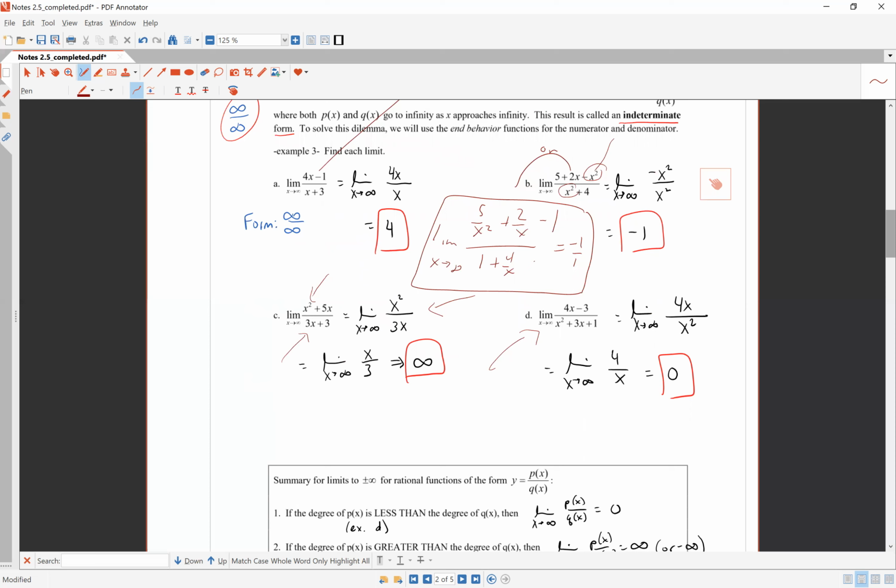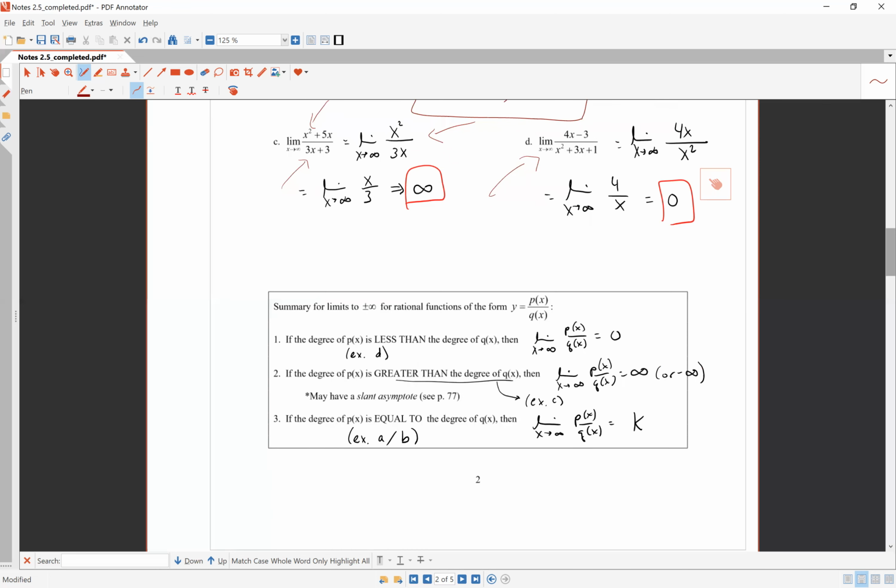When the numerator grows much faster than the denominator, they're both going to infinity, but the numerator grows much faster, so the limit's infinity. When the degree is higher, the limit is infinity. And then in D, where the denominator grows faster than the numerator, in other words, the denominator has the highest degree, a higher degree, the limit goes to 0. And then we kind of just write that in English.